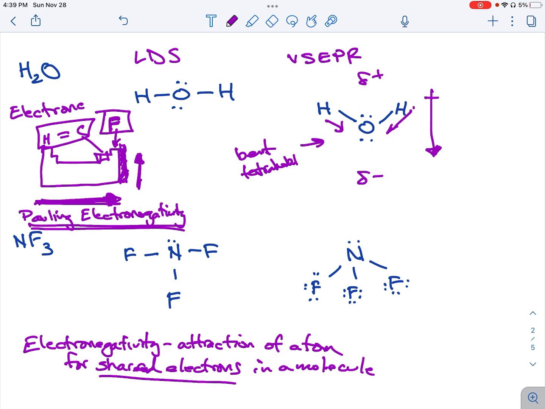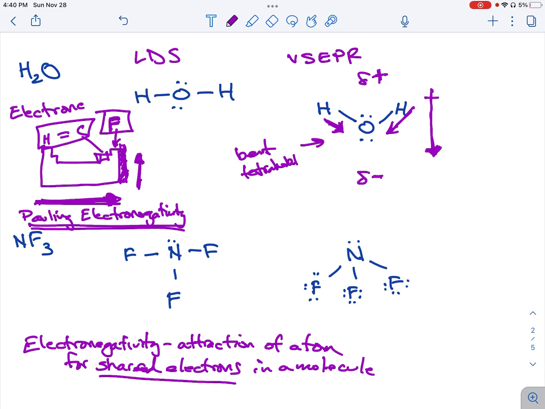Okay, so oxygen is the more electronegative atom. It draws electrons towards it. The side-to-side pulls kind of cancel each other out. So overall, you end up with a downward pull of electrons, that makes this side a little negative, that makes this side a little positive, okay?